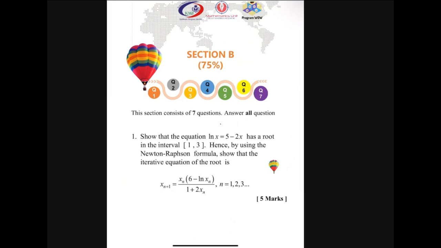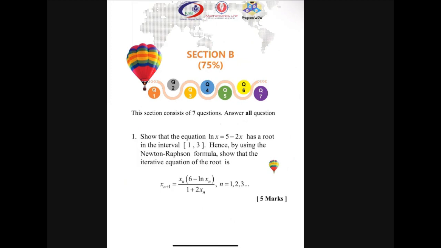So for question number 1, this involving topic 1, numerical method. Okay, so for this question number 1, we have to show that the equation of ln x equal to 5 minus 2x has a root in the interval of 1 up till 3. So that's the first question. And then hence, by using the Newton-Raphson formula, we have to show that the iterative equation of the root is as it is, xn plus 1 equal to xn times with 6 minus ln xn divided with 1 plus 2xn.